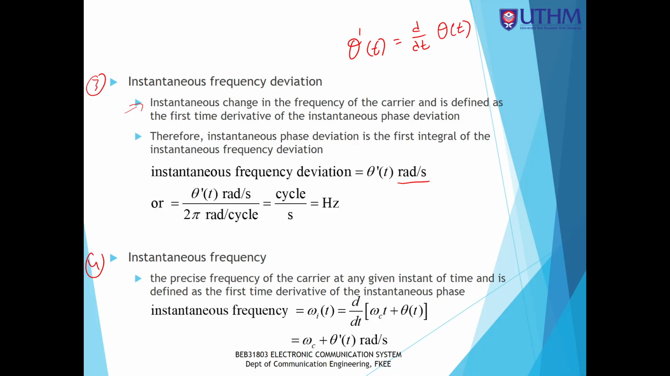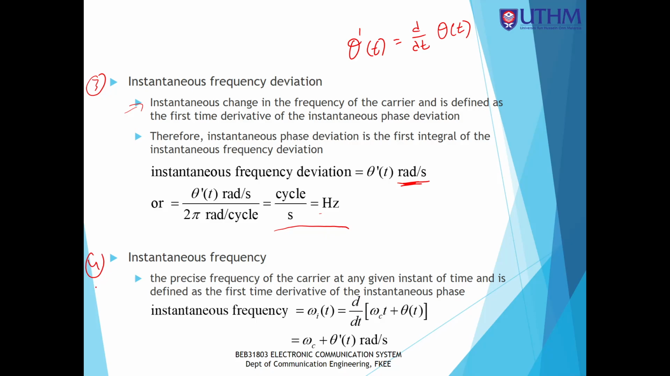Previously it was the instantaneous change of phase. Now it is the instantaneous change of frequency of the carrier, defined as the first derivative. Therefore we can write that theta prime t is a value in terms of radian per second, or you can call it cycle per second, or in terms of hertz.